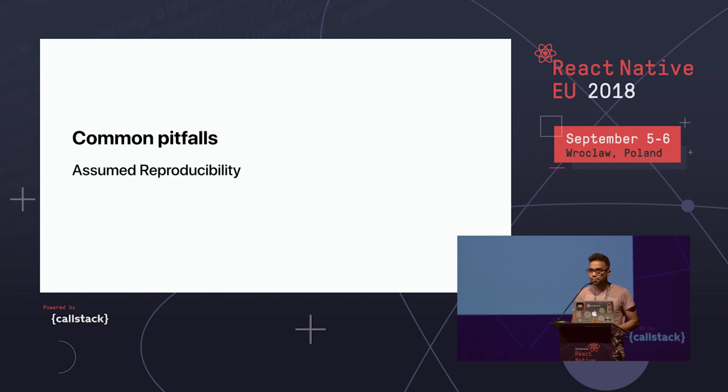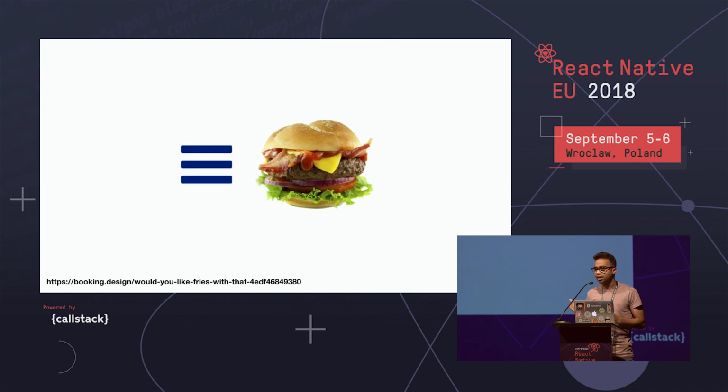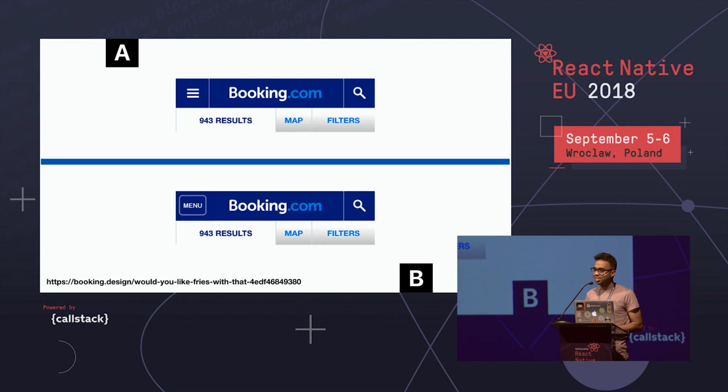Assumed reproducibility. This is just a fancy way of saying that it doesn't necessarily mean that what worked for someone else would work for you, right? To give you an example, a hamburger icon. A few years ago, I think there was a huge debate in the design community saying that users don't really understand the three horizontal bars, so the hamburger icon is useless. But we ran an experiment to see whether our users really care what the hamburger icon is.